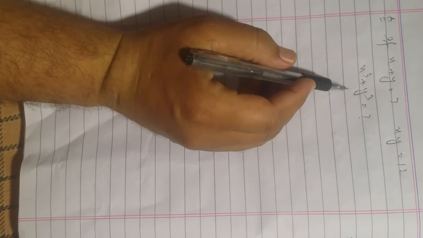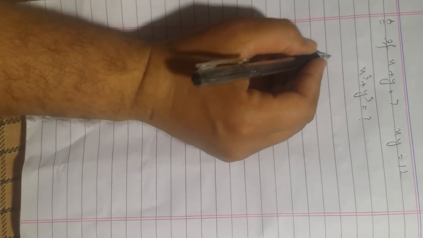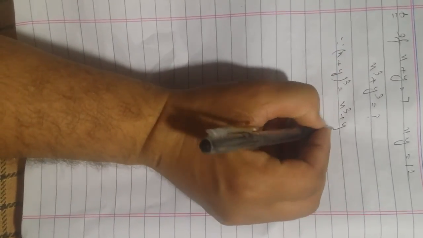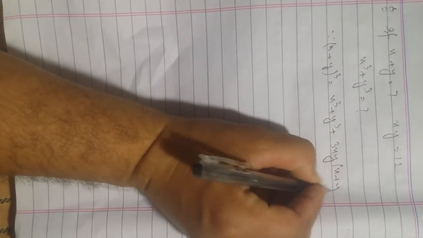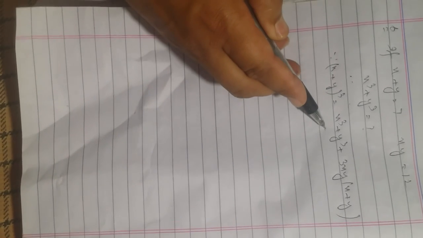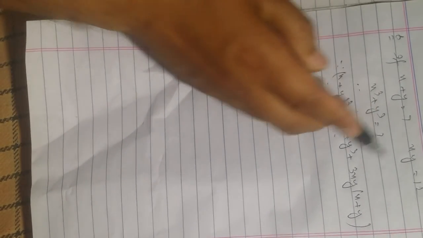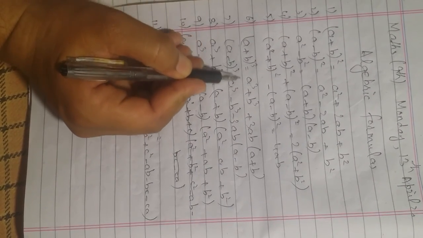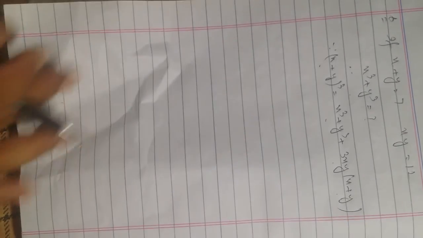We have to use x cube plus y cube. Here we note that x cube plus y cube plus 3xy into (x plus y). Here x cube plus y cube, and x plus y is this, and xy is this. We write this formula also on the previous page. You can see here, this is a formula. Here a plus b is used, but now we will use x plus y.